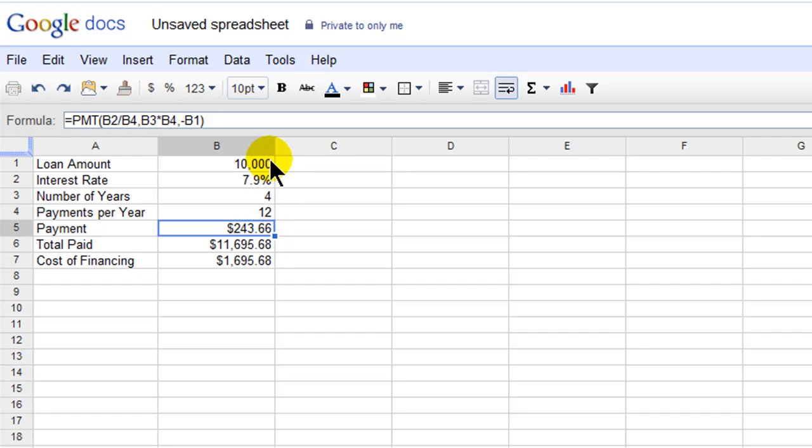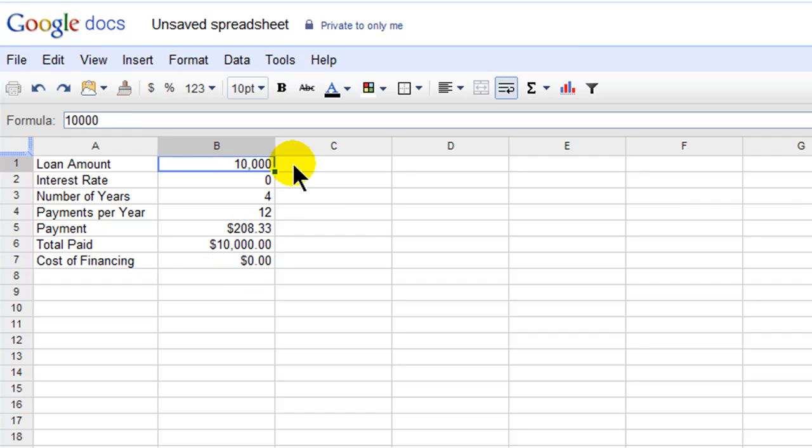So let's assume this is a car loan, I suppose. Payments would be $243.66. Okay. The total paid would be $11,695, which means I had to pay an extra $1695.68 for financing. So that's if you borrow $10,000 towards a car loan. Now, if you had a 0% interest rate, you should be able to predict what's going to happen. If I plug in a 0% interest rate, your payments would be $208.33, and of course your total paid would be the amount you borrowed because you didn't have to pay any finance charges.